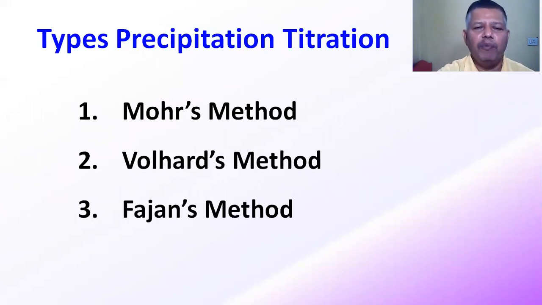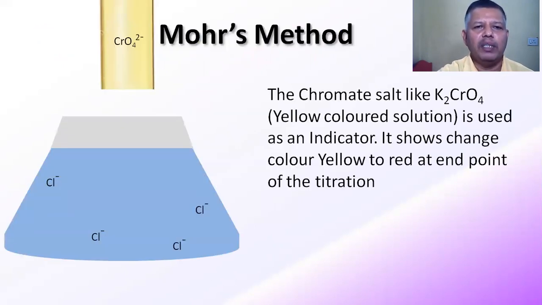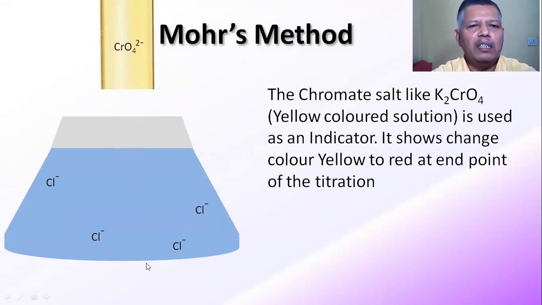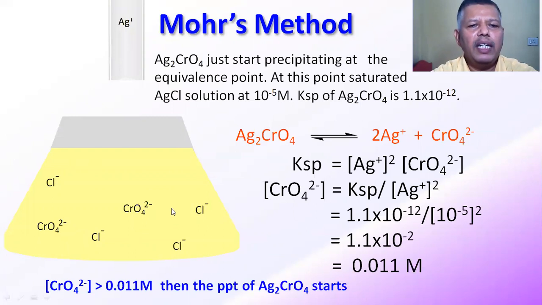Now there are three methods we can use for precipitation titration: Mohr's method, Volhard's method, and Fajans' method. In Mohr's method, the chromate ion, like potassium chromate, shows a yellow colored solution and is used as an indicator for this titration. It shows a change in color from yellow to red. That is the end point of the titration. Now see in the flask, suppose chloride ions are present. When the chromate ion is added to the solution, we get a yellow colored solution because of the chromate ion present.